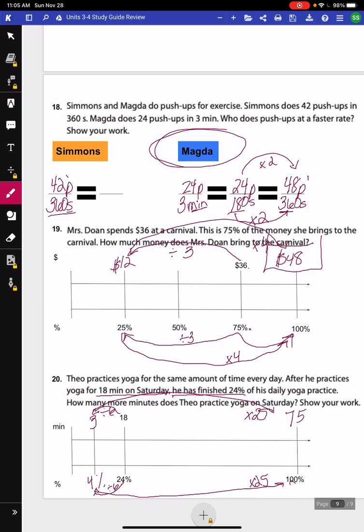But 75 is not our answer because they want to know how many more minutes he practices yoga on Saturday. So we start out with 75, and then he's completed 18 minutes. So I've got to subtract that. 5 minus 8, can't do it, got to borrow. 7 becomes 6, 5 becomes 15, 15 minus 8 is 7, and 6 minus 1 is 5. So he has 57 minutes left. And that is the end of your study guide.